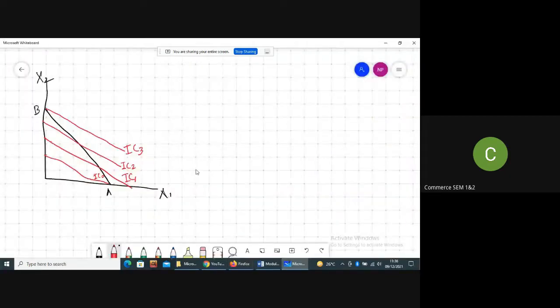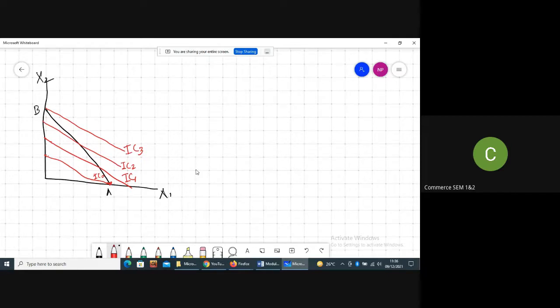So the black line is your budget line, as the indifference curves are flatter than the budget line. So compared to this indifference curve IC0, if the consumer wants to stay at IC0, he will consume at point A.